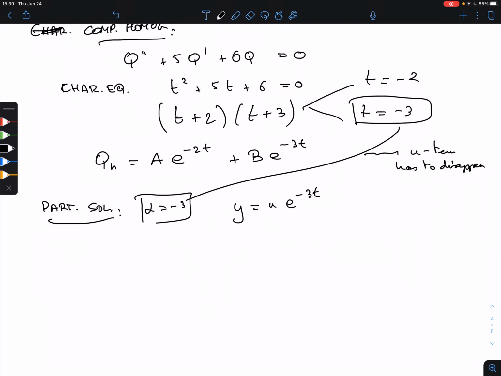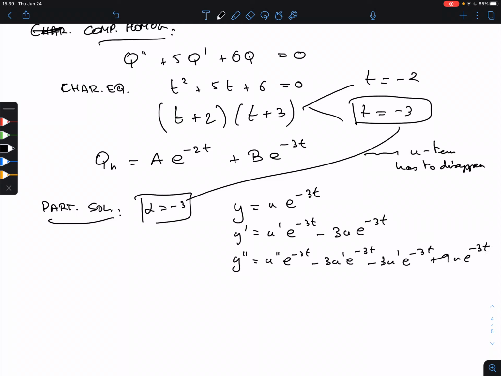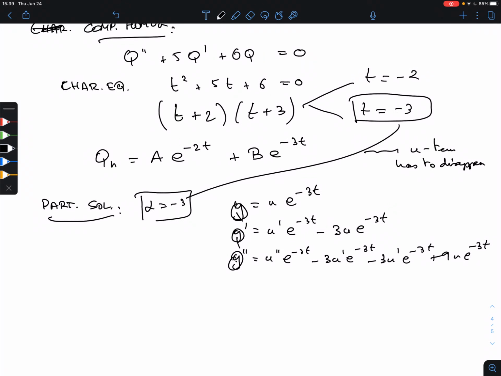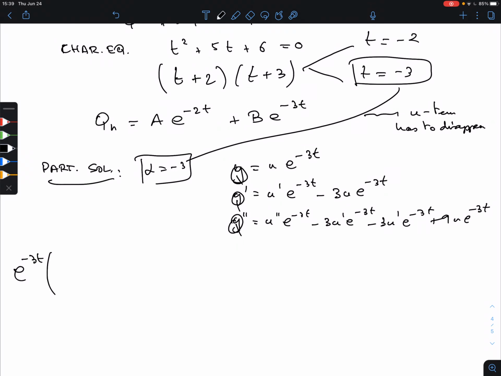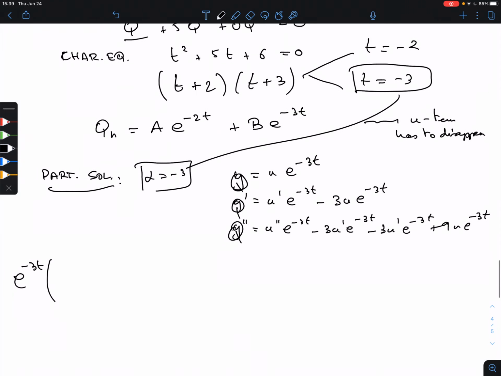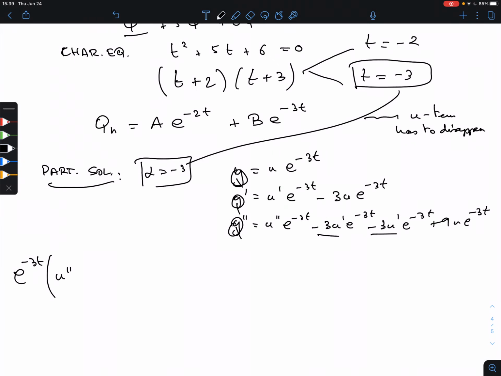Okay, let's see. So we need y prime, that is u prime e to the minus 3t minus 3u e to the minus 3t. Y double prime is u double prime e to the minus 3t minus 3u prime e to the minus 3t minus 3u prime e to the minus 3t plus 9u e to the minus 3t. I hope everybody knows how this goes. Now I plug this in, of course I should have written q rather than y. The e to the minus 3t comes out. For q double prime, we get a u double prime, these two terms give -6u prime, and we have a plus 9u.